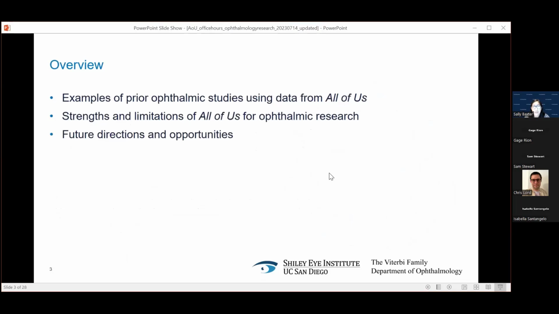So what we'll do is I'll give some examples of the studies that I've done using data from All of Us. I'd like to talk a little bit about strengths and limitations of All of Us for ophthalmic research. And again, because it is a little bit of a subspecialty area, some of this might be specifically applicable to ophthalmology, but there are some broader lessons to be learned and hopefully ways that these can inform future directions and opportunities for the program as well.